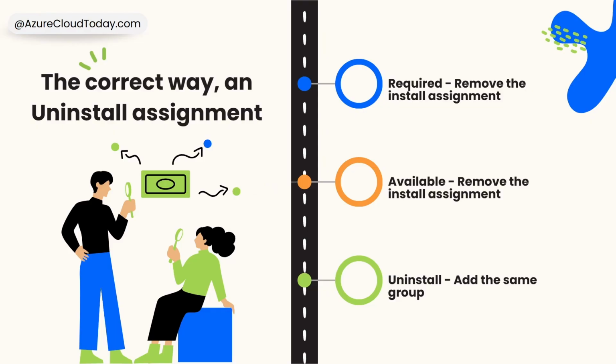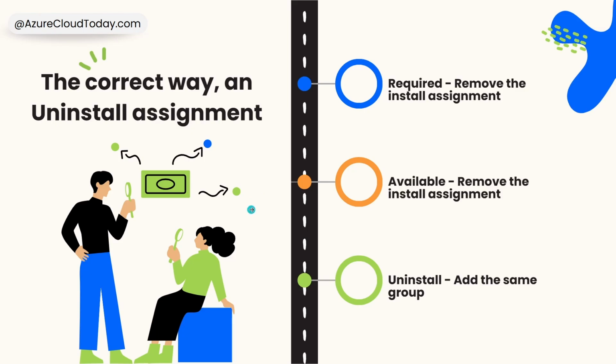So if deleting or removing the assignment is the wrong move, then what is the right one? It's an assignment type called uninstall. When you assign an app to a group with the uninstall, then Intune sends instructions to all the enrolled devices within that group. Let me explain this to you with an example.